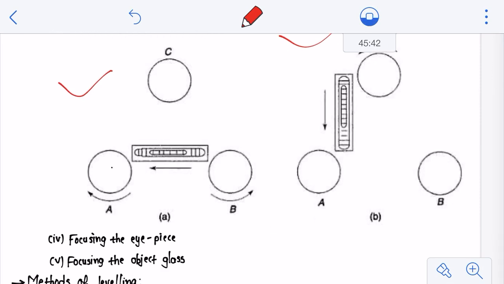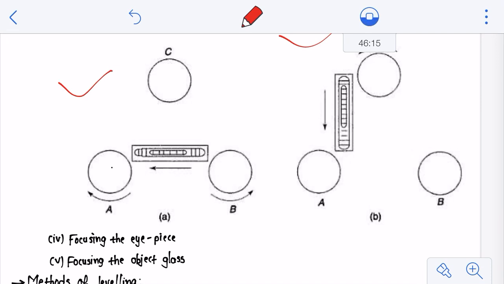In the first case, you have to turn the telescope so that the level tube is parallel to any two foot screws. Here the level tube is parallel to A and B. It may be parallel to A and C, or B and C as well, whatever is convenient to you. Then the exercise is very simple. Turn these two screws, which are parallel to your level tube, either in or out until your bubble comes to the center of the level tube.